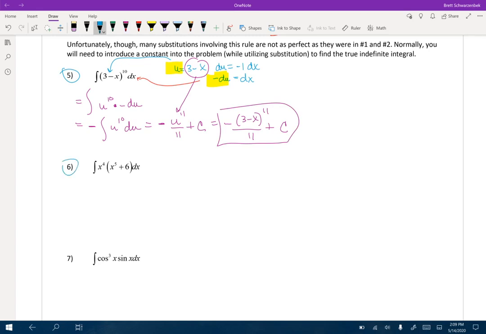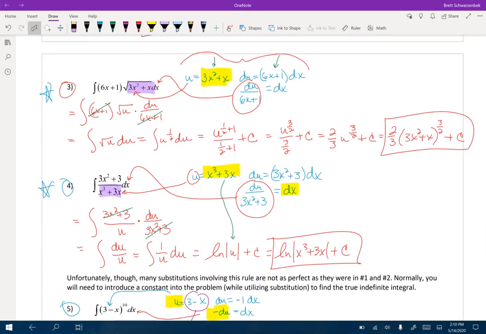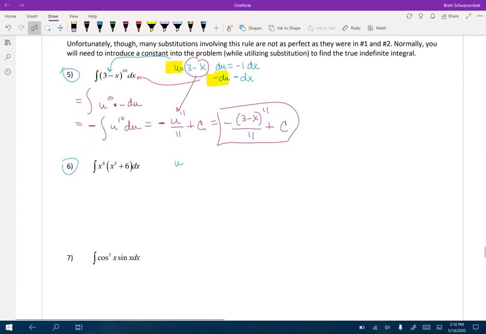Moving on. Next problem: x to the 4th times x to the 5th plus 6 dx. Set up our substitution. We do have two functions technically. I know one is in parentheses, but when we do have two functions, what do we normally gravitate towards? We gravitate to the one with the higher degree. So the higher degree one is actually x to the 5th plus 6. So what do we do when we find the derivative? We get du equals 5x to the 4th dx, and dx is equal to du over 5x to the 4th.